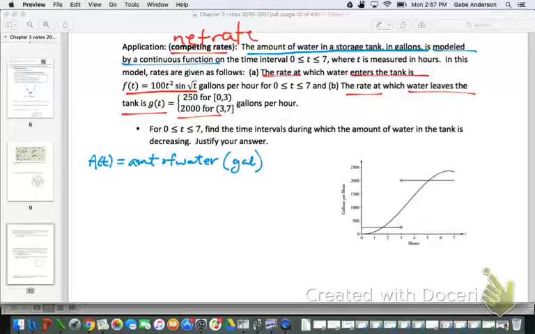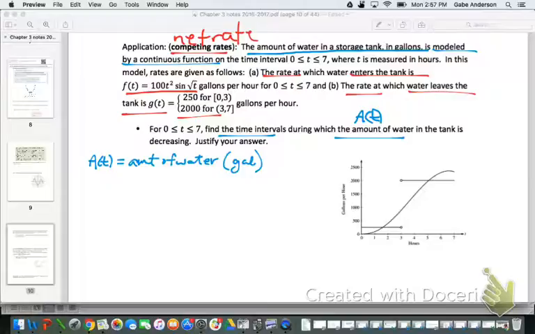So it says, find the time intervals during which the amount of water, couldn't we rethink of that as A of T? So I'll reread it. Find the time intervals during which A of T is decreasing. Here's where we step back from the water tank and say, if we want to find out where A of T is decreasing, we want to find out where A prime of T is less than 0. A prime is negative, right? If I want to find out where A is decreasing, I want to know when A prime is negative.